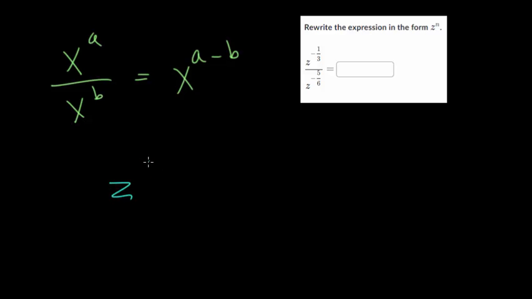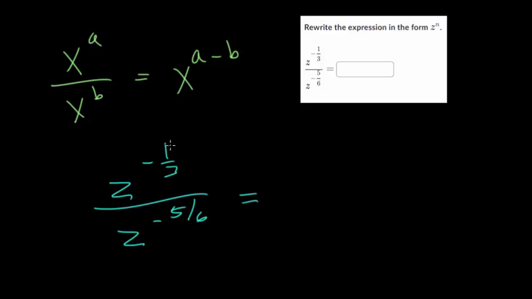In this one, notice we have a quotient. And when we have 2 exponential expressions where there's a quotient between them, if we have x to the a divided by x to the b, we will subtract the exponents. We have x to the a minus b. So we'll apply that rule here. And let me just rewrite this. We have z to the -1/3 divided by z to the -5/6.